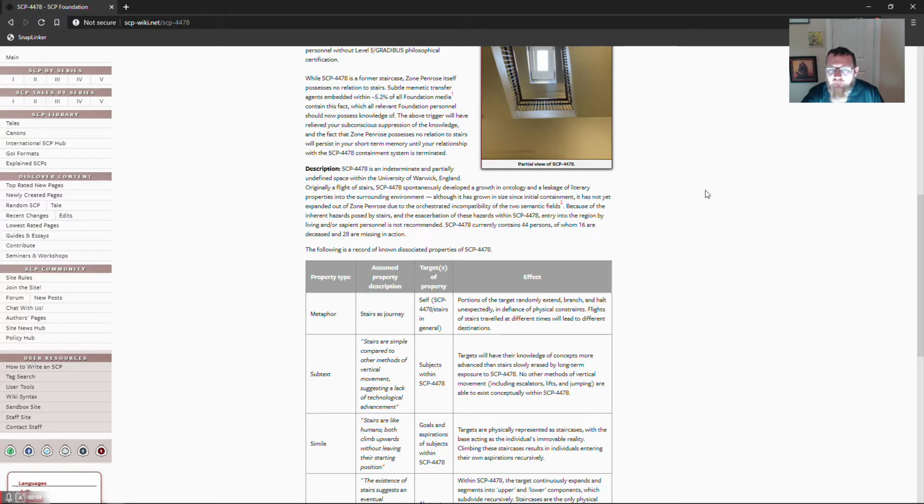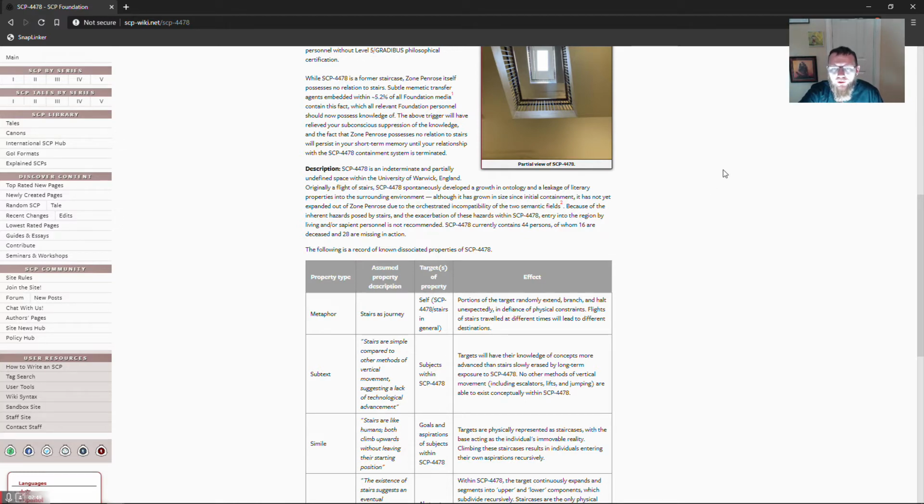4478 is an indeterminate and partially undefined space within the University of Warwick, England. Originally a flight of stairs, 4478 spontaneously developed a growth in ontology and a leakage of literary properties into the surrounding environment. Although it has grown in size since initial containment, it has not yet expanded out of Zone Penrose due to the orchestrated incompatibility of the two semantic fields. Because of the inherent hazards posed by stairs and the exacerbation of these hazards within 4478, entry into the region by living and/or sapient personnel is not recommended. 4478 currently contains 44 persons, of whom 16 are deceased and 28 are missing in action.